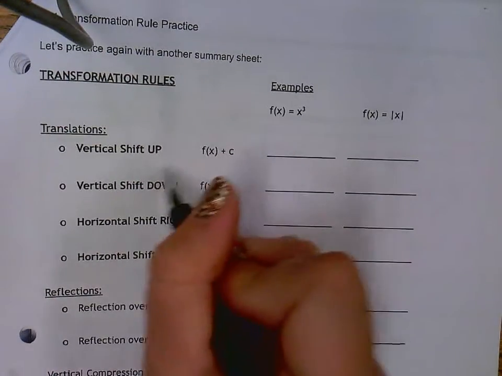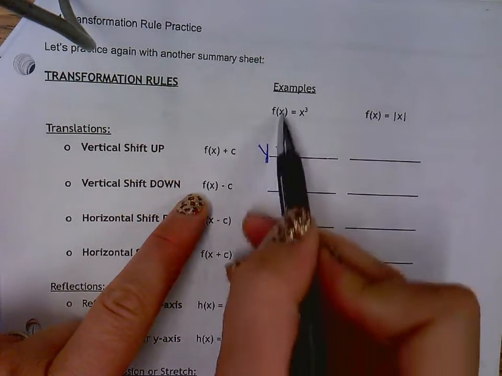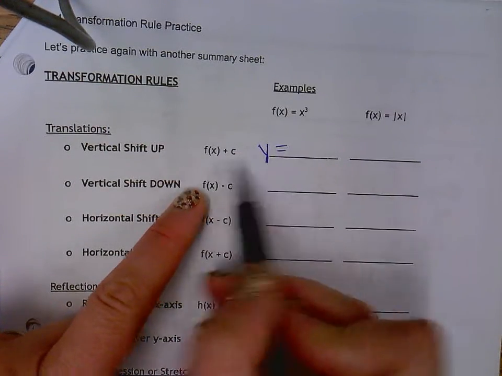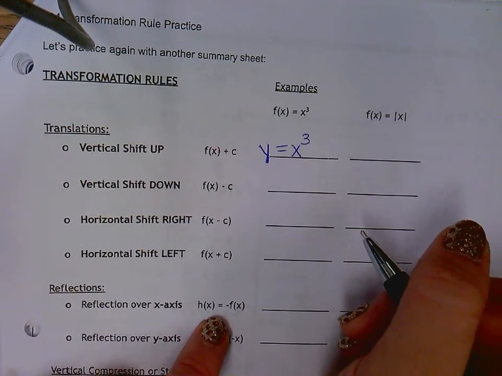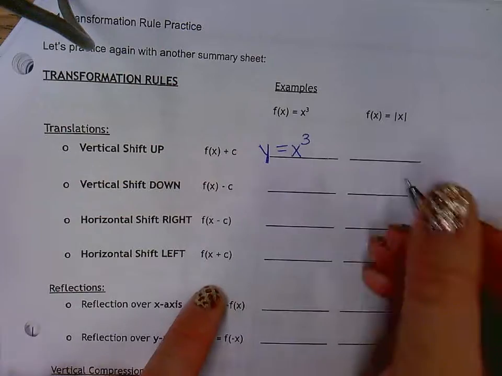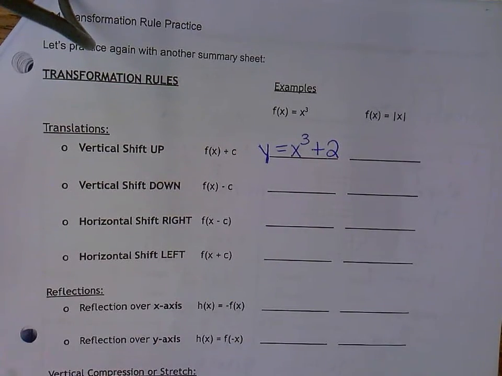So to go up, I'm just going to write y equals. Y equals means the same as f of x equals, right? So to go up, I could just do x cubed. Give me your favorite number, Parker. Plus 2. So I'm going to shift up 2 on that graph. So the whole graph gets picked up and shifts up 2.